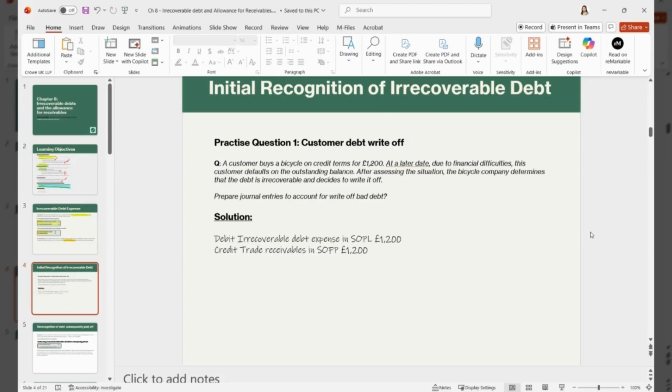longer recoverable. Now let's think about the presentation. In the statement of profit or loss, the £1,200 appears as an adjustment under administrative expenses. This increases expenses and therefore reduces overall profit. In the statement of financial position, trade receivables are reduced by £1,200, ensuring the balance sheet reflects only the amounts the business realistically expects to collect. And that's the full double entry and financial statement impact for a bad debt write-off.